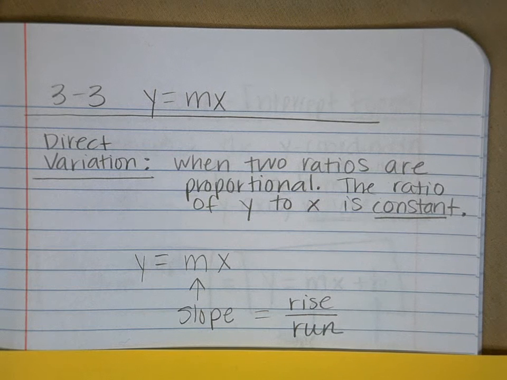So if I give you an example and I said, here's an equation, y equals 2x. What's the slope of that equation? Y equals 2x. 2. Wow, that wasn't very tricky.